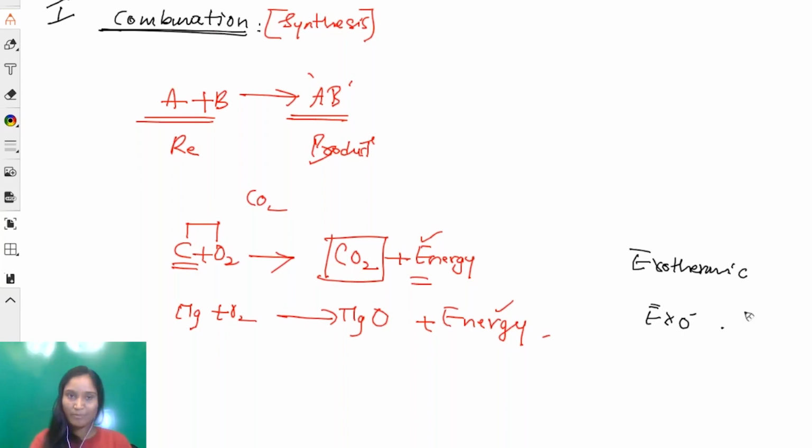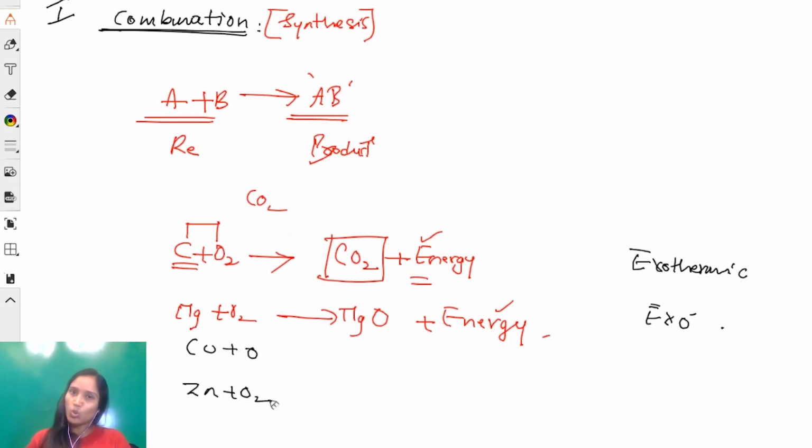Well, let us come back to combination. Combination is the first type of reaction in the first classification. Combination is also called synthesis, and in this, two or more atoms or molecules or species combine with each other to form a new product. Examples of combination reactions: C plus O2, Mg plus O2. You can take all oxidations like Cu plus O2, Zn plus O2.